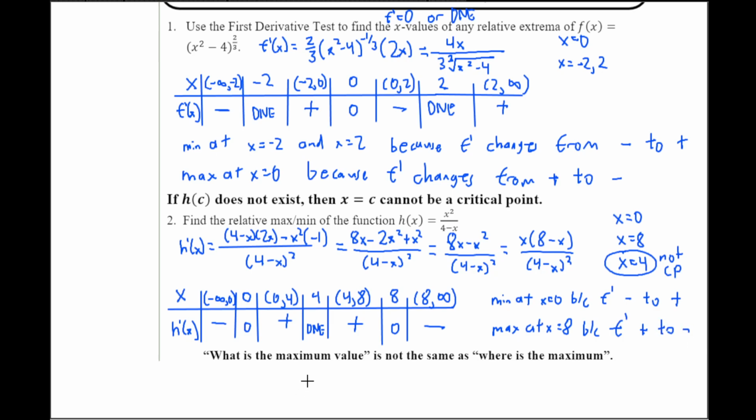So one thing to note here, sometimes problems will ask you what is the maximum value, and some will ask you where is it. If they ask you where is it, just say x is equal to what. If they ask you to find what is the maximum value, you have to plug in where it is into the original function and obtain that value.